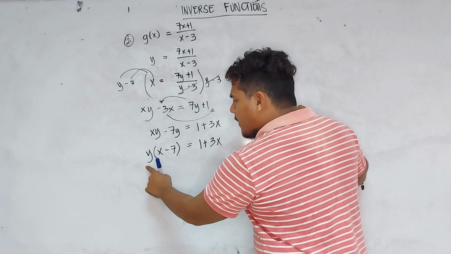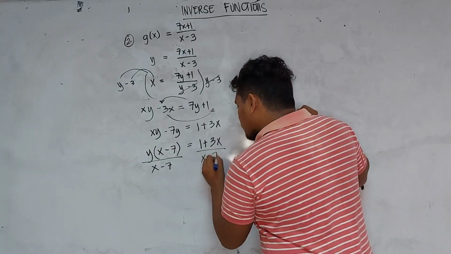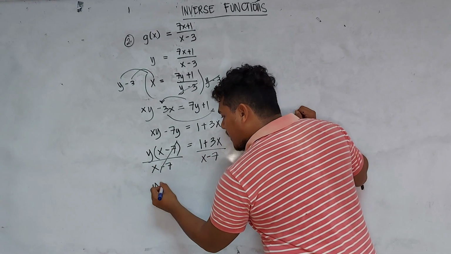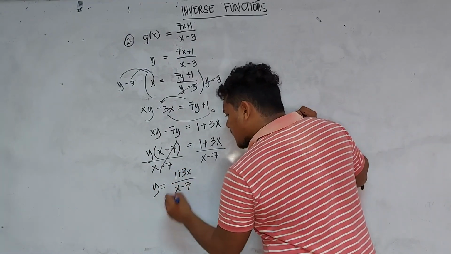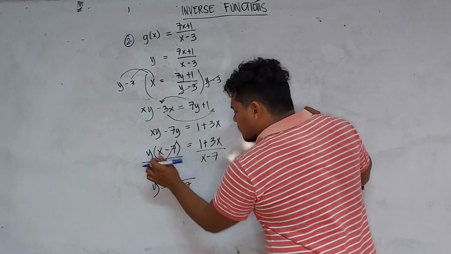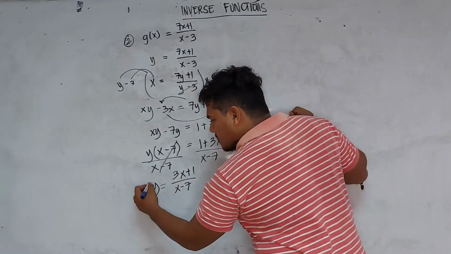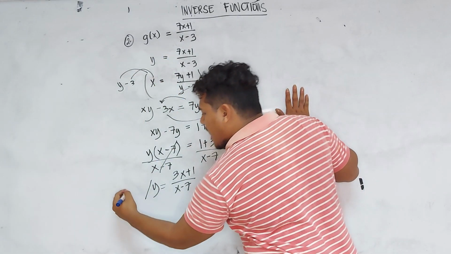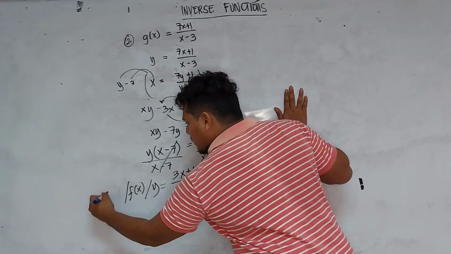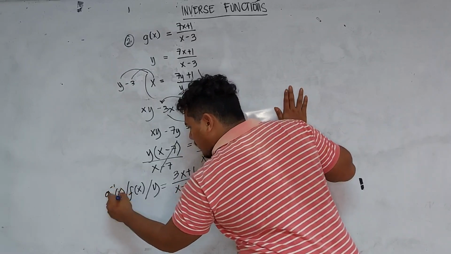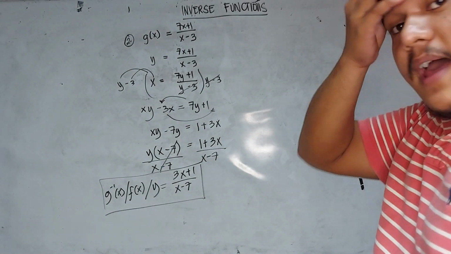So, we have y. Divide x minus 7 on both sides. So y equals 1 plus 3x over x minus 7. Let's rewrite it as 3x plus 1. So, y or the inverse of g of x, what is its term? g to the negative 1 of x. That is your answer.